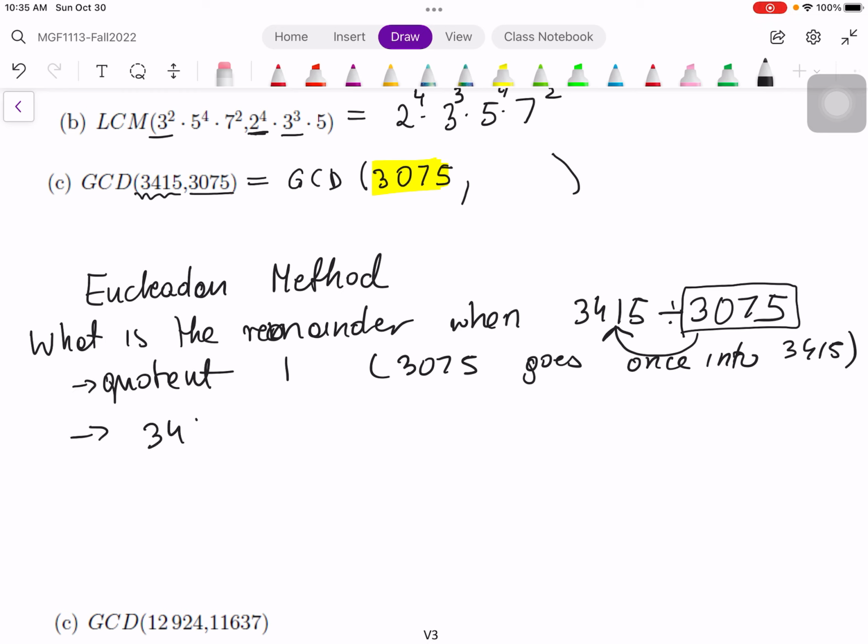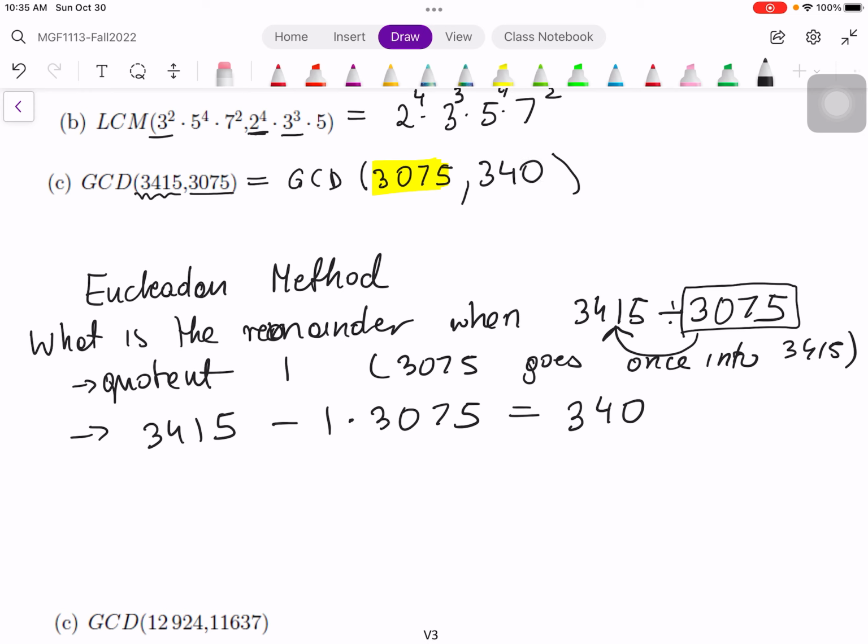So what's the remainder from that number? Subtract this one multiple, so subtract 3075. You can do it on the calculator and you're going to get 340. So this is the second number it goes to.